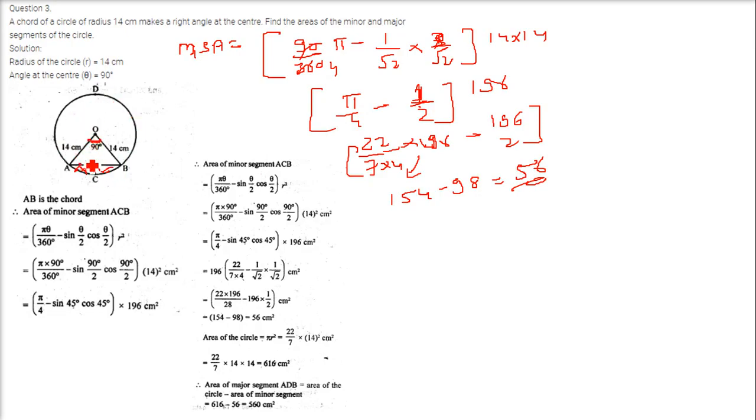Now this is the area of this smaller segment. So in order to find out the major segment, we have to take the area of the circle and just subtract this minor one. We'll get the area of the major segment.